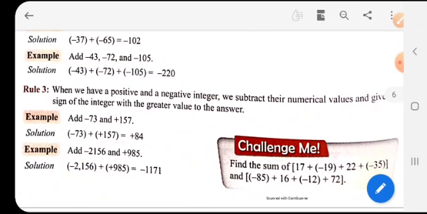Then rule 3, when we have a positive and a negative integer, we subtract their numerical values and give the sign of the integer with the greater value to the answer. So we have here minus 73 and plus 157. We subtract the numbers, and the sign of the greatest number will be put to the answer. The greatest number is 157, so it is a plus sign. So the answer will have a positive sign.